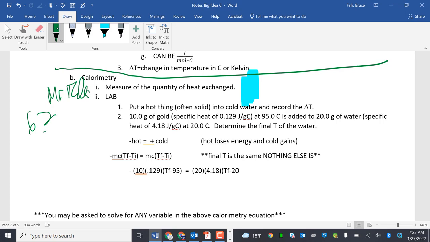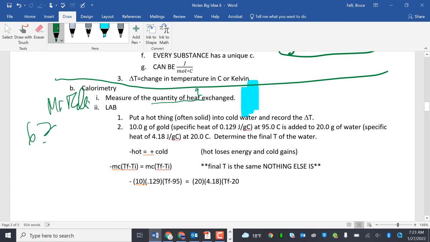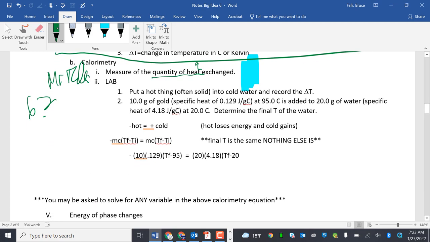And we start off a little bit with heat and such. So let's take a look. Calorimetry measures the quantity of heat. That's not temperature. That's heat. That's Q exchange. So a common lab, and a lab that we do sophomore year, if you had a sophomore year, was put a hot thing, a solid, into cold water and record the change in temperature.